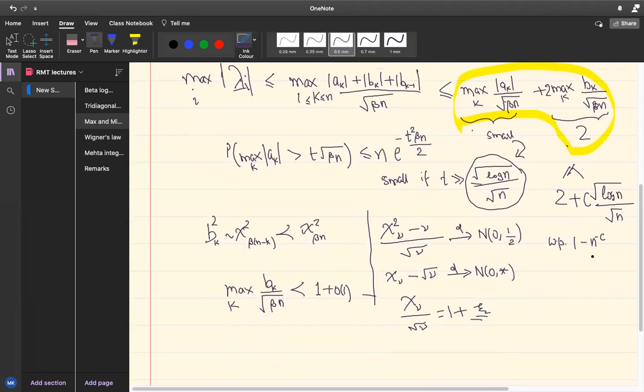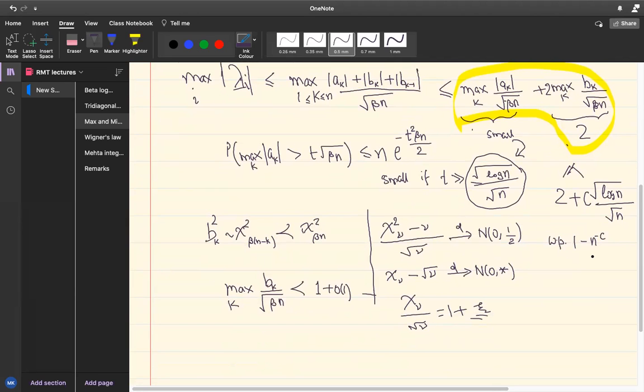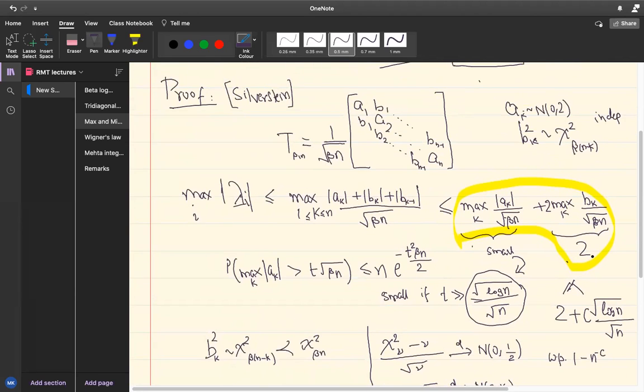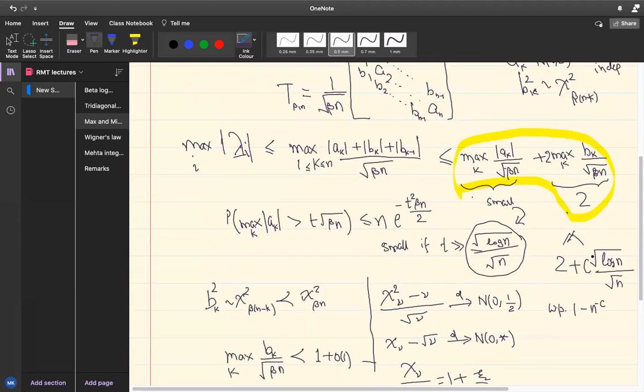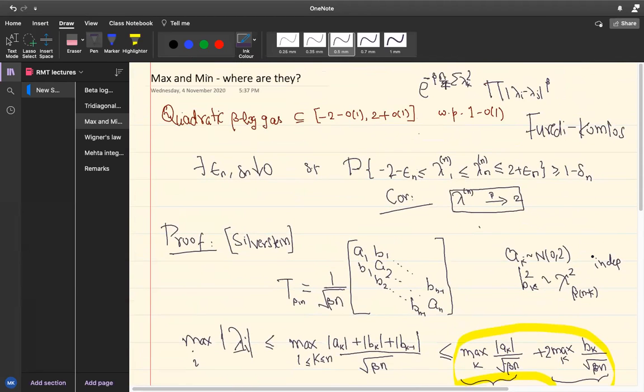So any questions or clarifications about this before I move on to the next thing? This was the first use I wanted to show of the tridiagonal random matrix.